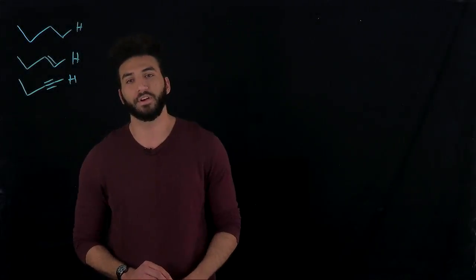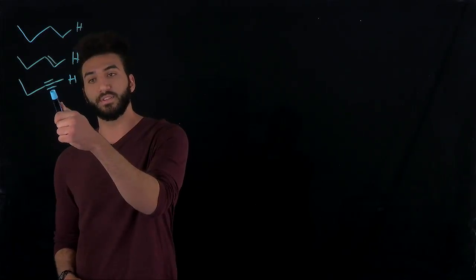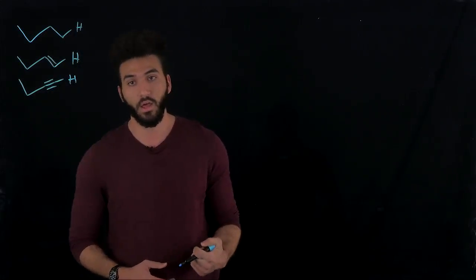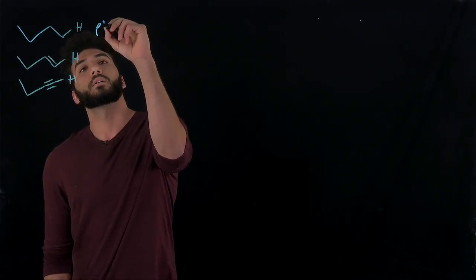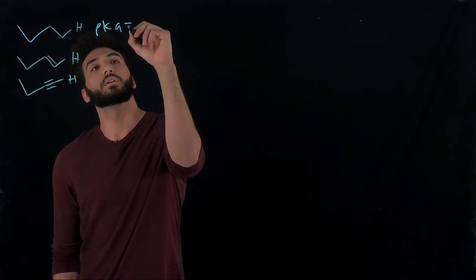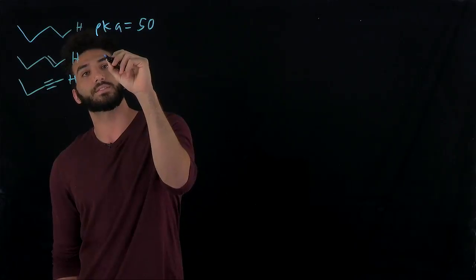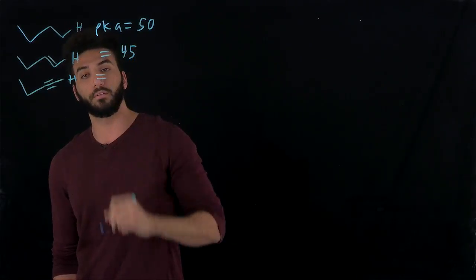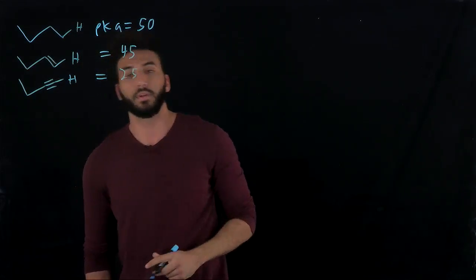All right, so today we're going to be talking about preparing alkynes. Alkynes are carbon compounds that have triple bonds in them. First we're going to start off comparing the acidity of alkanes, alkenes, and alkynes. The pKa for an alkane is generally about 50. For an alkene, it's about 45. And for an alkyne, we have a big drastic jump all the way down to 25.